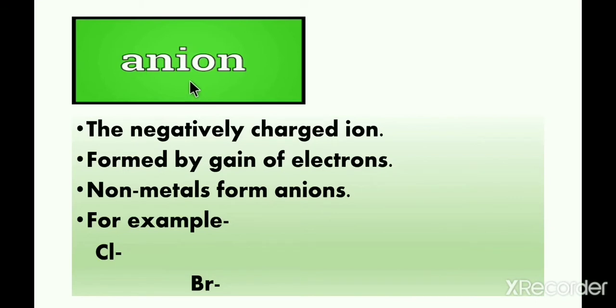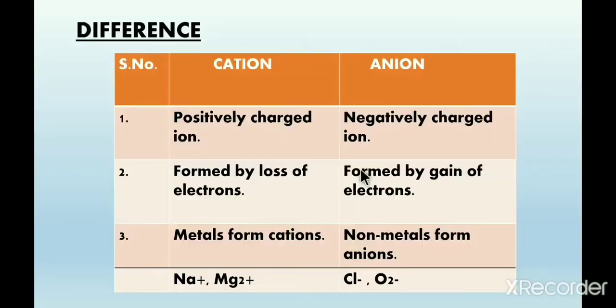Next term is anion, N for negative, N for anion. The negatively charged ions which are formed by gain of electrons are known as anions, and non-metals form anions. For example, chloride anion, that is Cl-, bromide anion, that is Br-.